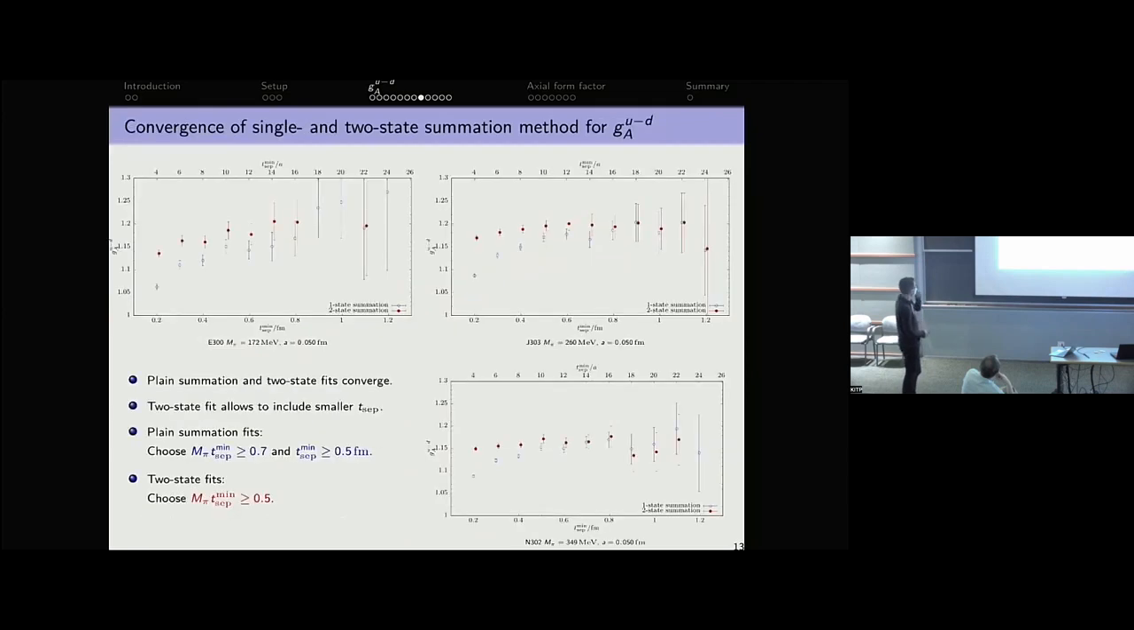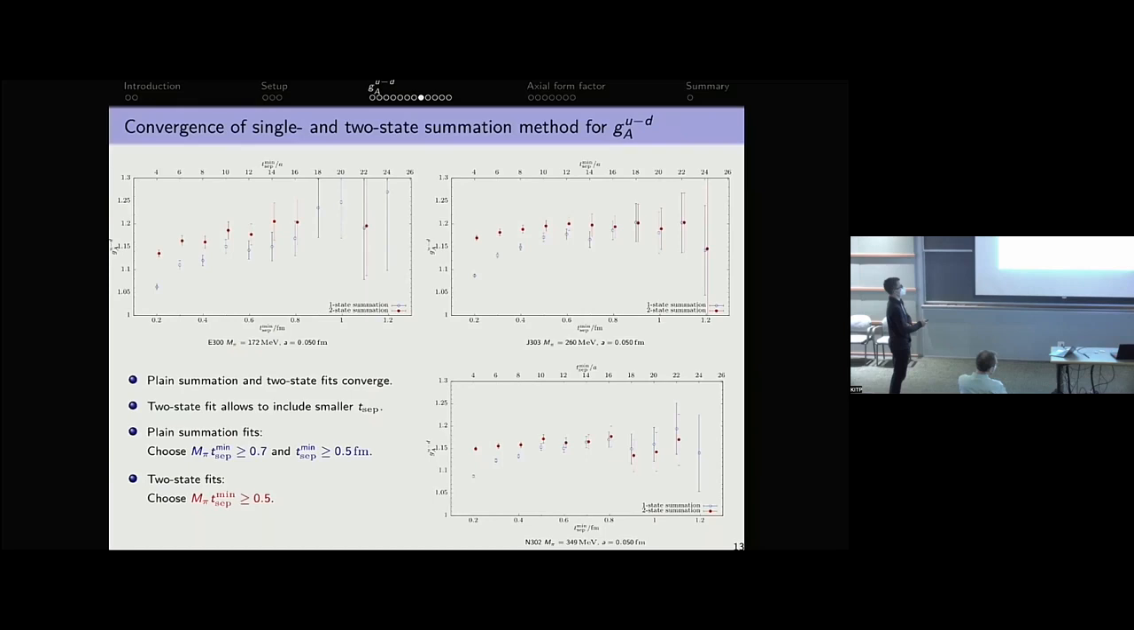You can ask yourself about the efficacy of the normal summation method versus the two-state method. Results from the two-state method are shown in red, and those from the usual linear summation method are shown in blue. This is just on three ensembles at our finest lattice spacing, starting with one at 170 MeV up to 250 MeV. You can see that going to lighter quark mass, the excited state contamination gets somewhat worse. If you look at the heaviest quark mass, the two-state fit is almost constant, independent of the minimal source-sink separation. Generally, you find that the two-state fits allow you to include smaller source-sink separations.